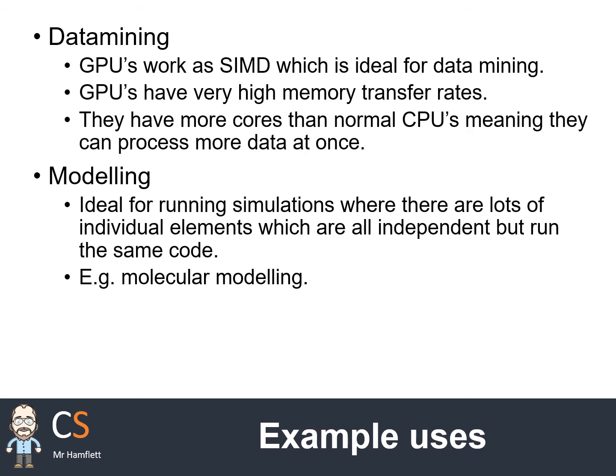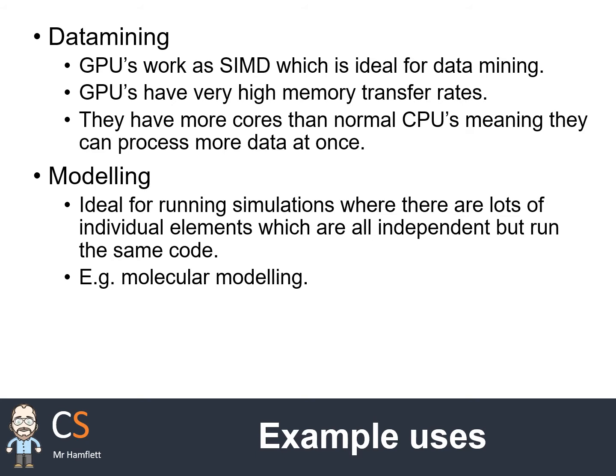So some example uses you might have: data mining, for example. GPUs can work on SIMD, which is ideal for data mining, because if you think about it, we have lots and lots and lots of data. Because we have lots and lots of data and we want to do the same statistical calculations, for example, on them, we will need that high level parallelism that we can get with a GPU.